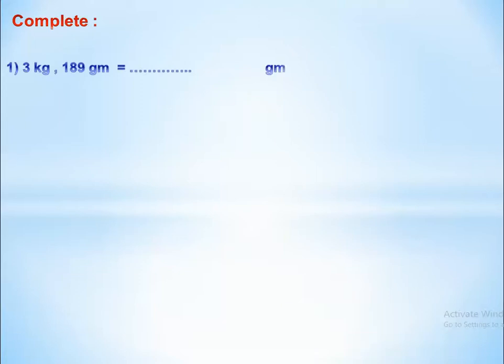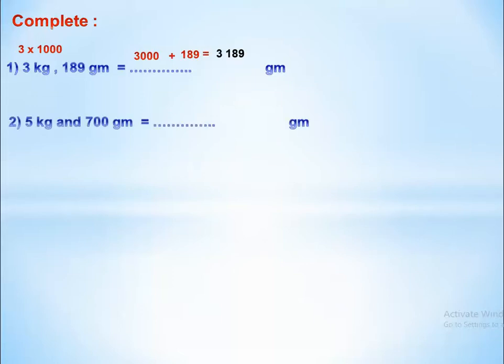Complete. To convert 3 kilogram and 189 gram into gram, we are going to convert from kilogram to gram by 1000. It will be 3000 plus 189. It will be 3189. 5 kilogram and 700 gram.